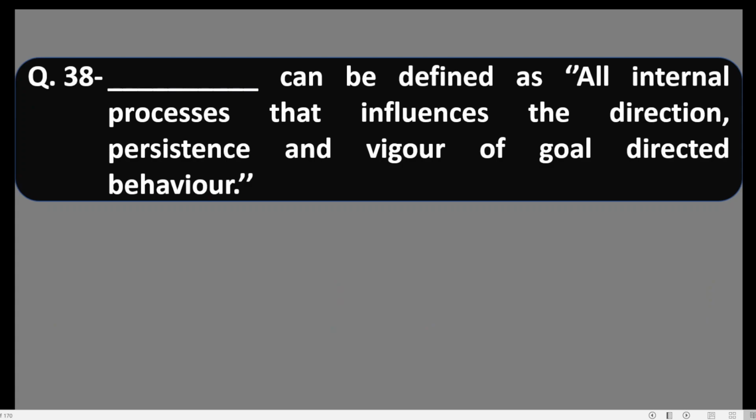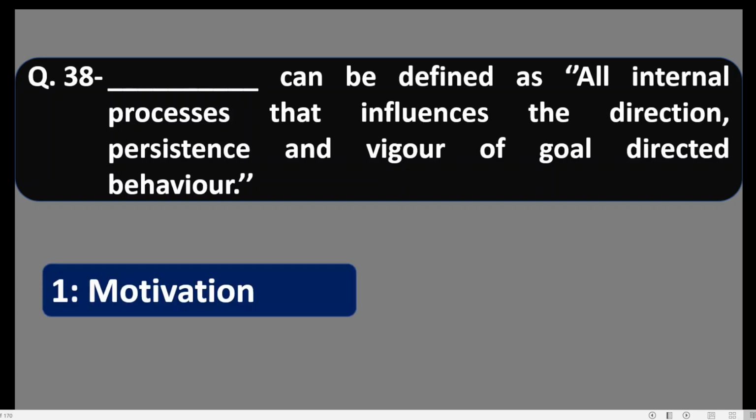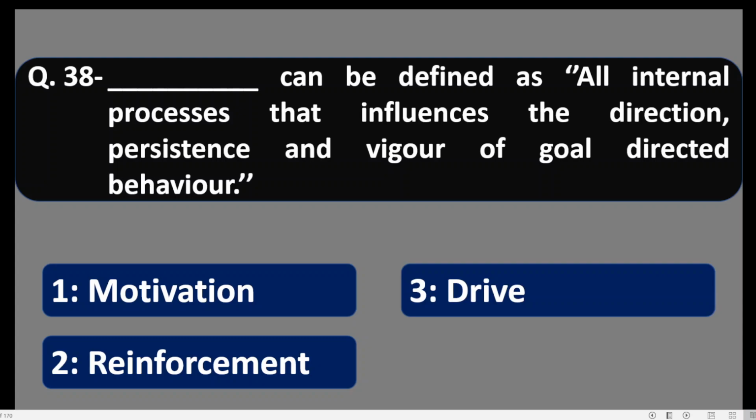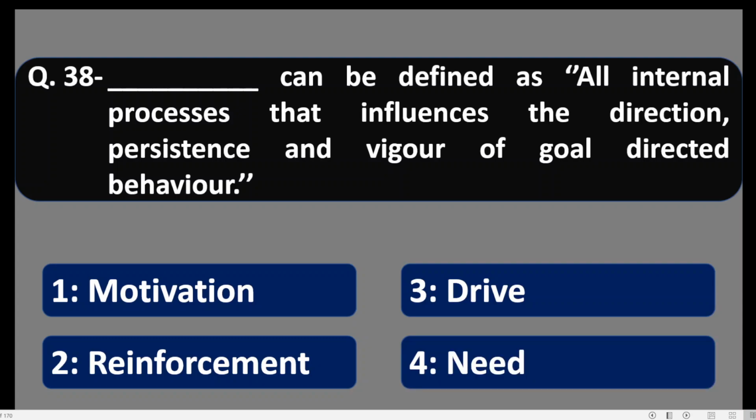Question 38. Dash can be defined as all internal processes that influence the direction, persistence, and vigor of goal-directed behavior. Motivation, reinforcement, drive, and need. So actually, it is the definition of motivation. Option one is correct.